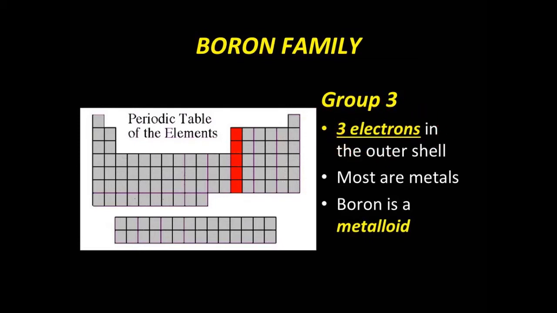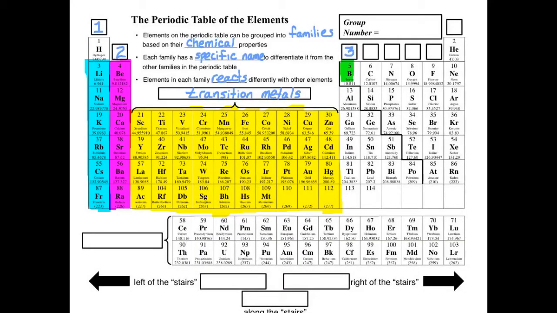Most of these are metals. Boron is a metalloid, and we'll talk a little bit more about what that means coming up. But at this point, let's go ahead and fill in our table, and I'll color in this column here, our boron family.